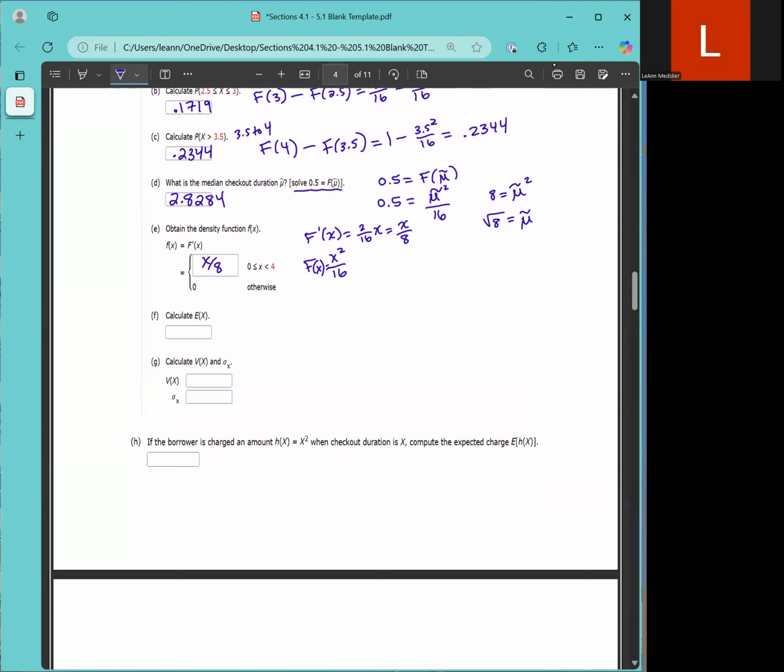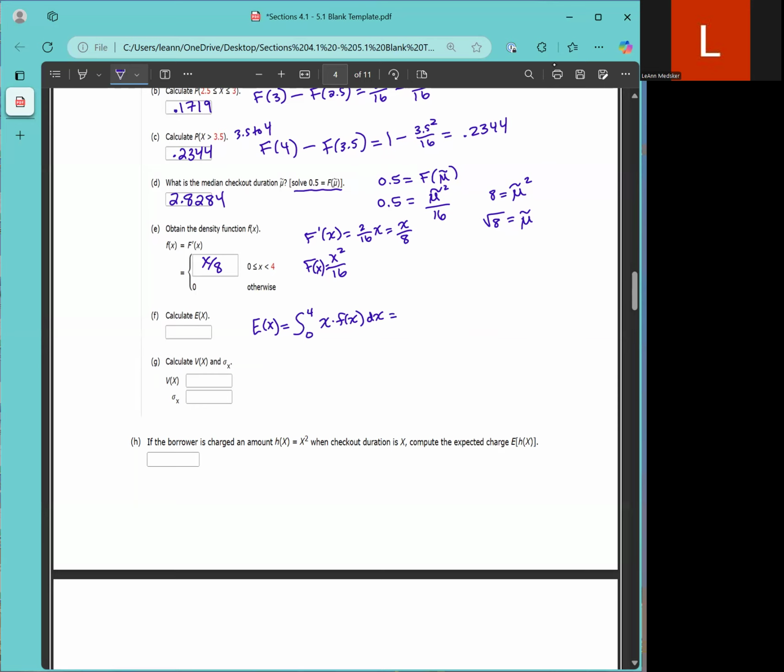Now, e of x, this is a little tricky because you have to know how to do these. The formula for e of x when we're dealing with these continuous distributions is that you take the integral, sorry, not the derivative, the integral from your domain, which is 0 to 4, of x times your f of x, dx. So that's how you find e of x. And if you think about it, this is probability, and this is x. So it's like x times p of x when we were doing expected value. So it makes sense if you think of it that way.